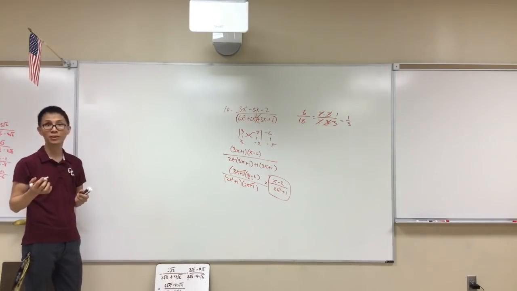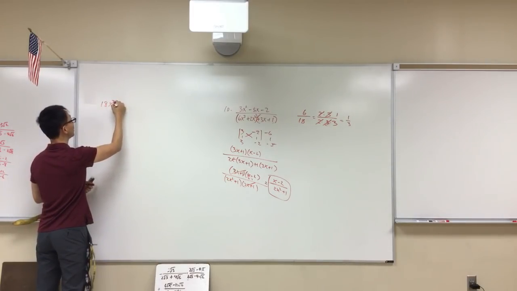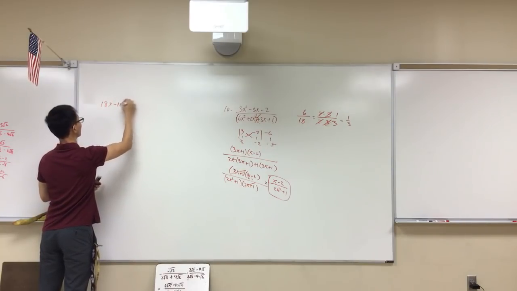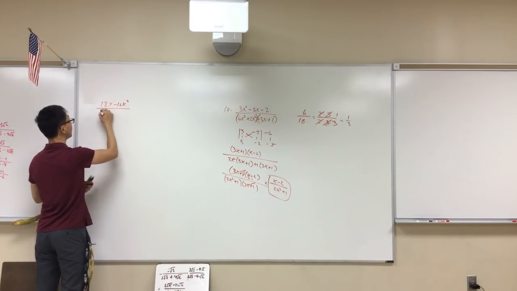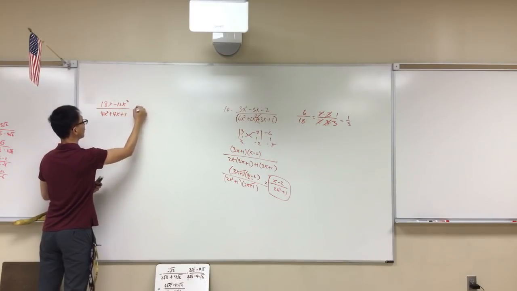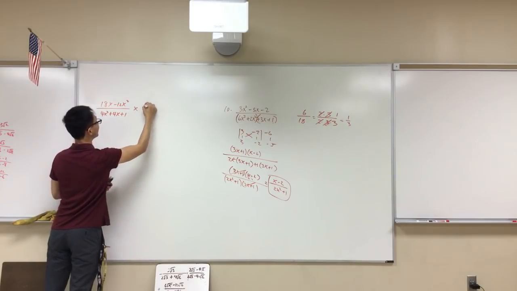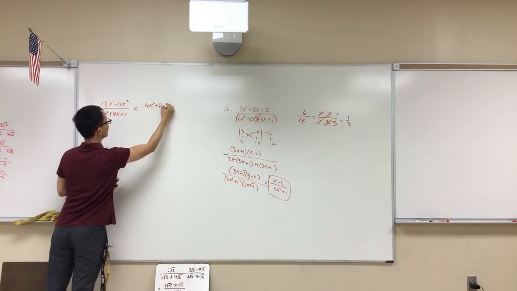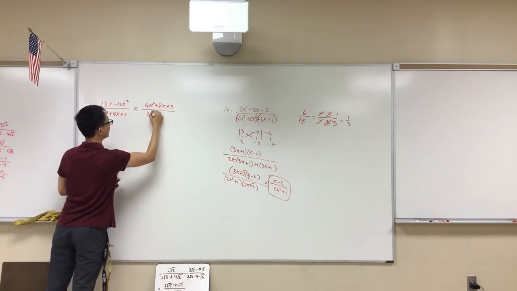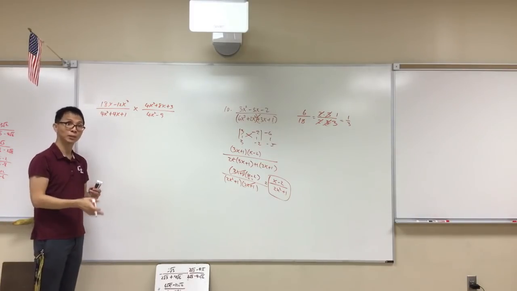Okay, so what's the next question? 18x minus 12x squared over 4x squared plus 4x plus 1, times 4x squared plus 8x plus 3 over 4x squared minus 9. Did I tell you I love this question?